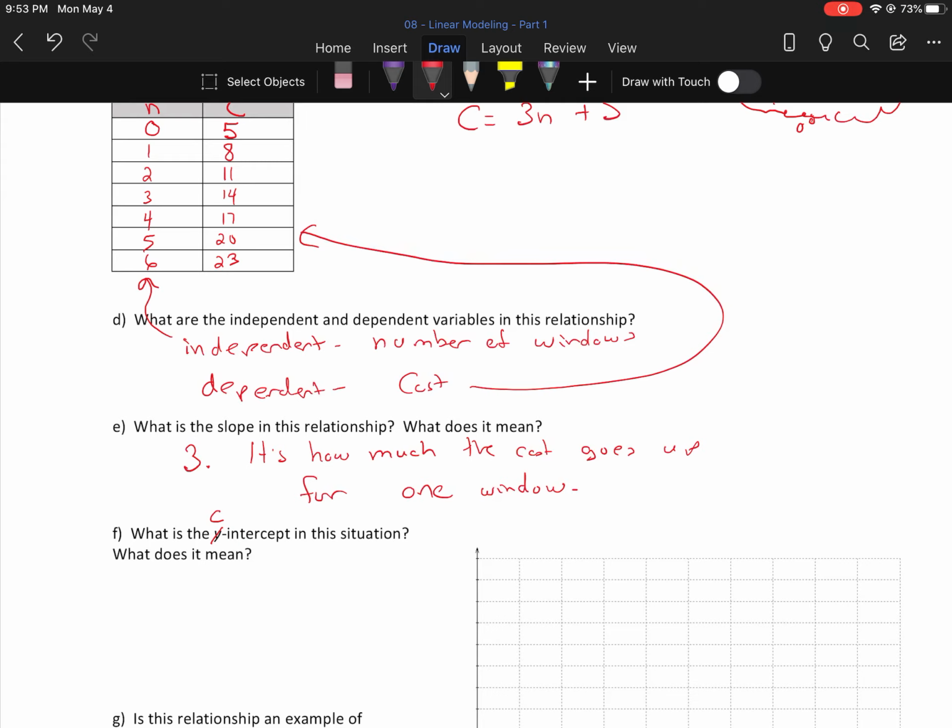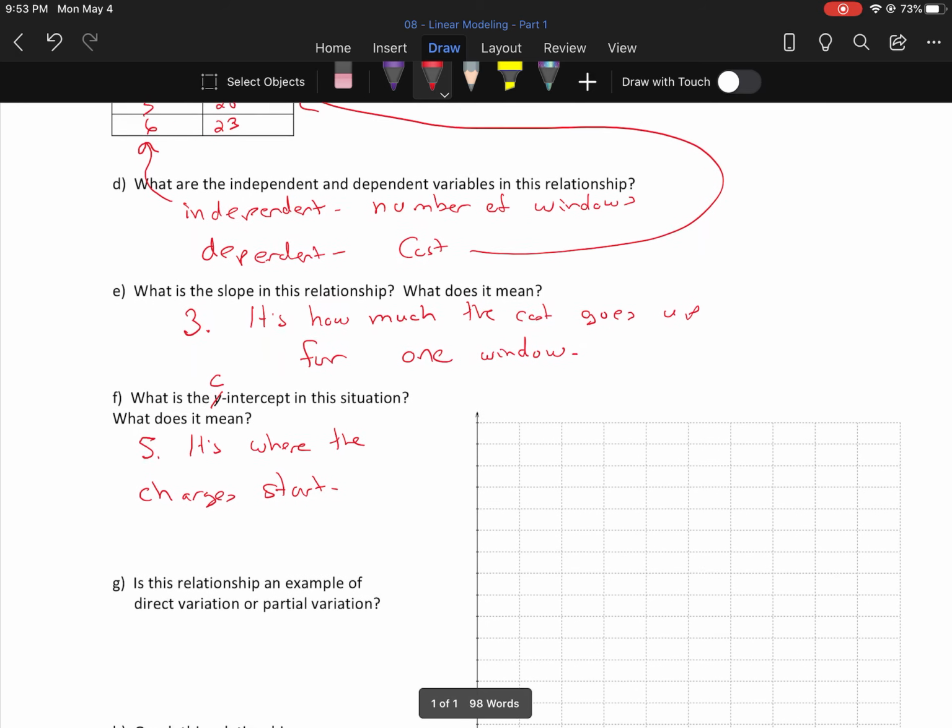What's the y-intercept of this situation? Well, we didn't use y, we used c. So c was our dependent variable, so I'm just going to change the wording in the question there. What is the c-intercept for the situation? And it's 5, and it's where the charges start.